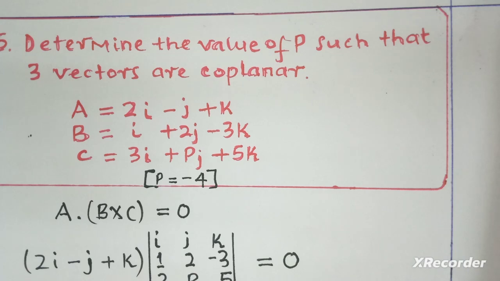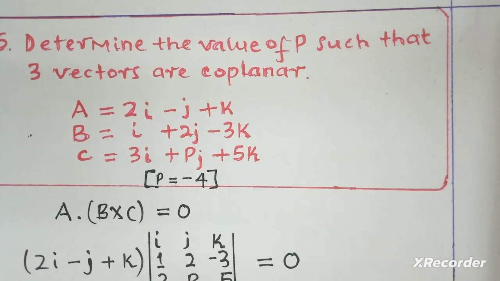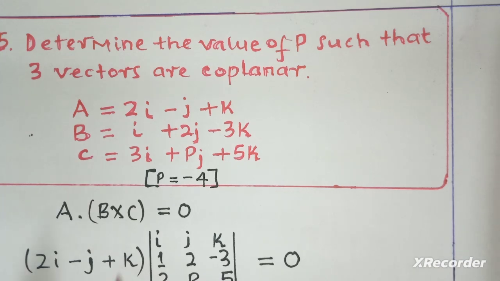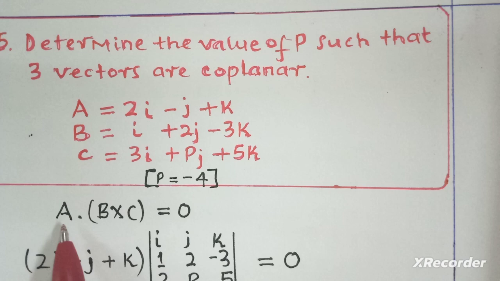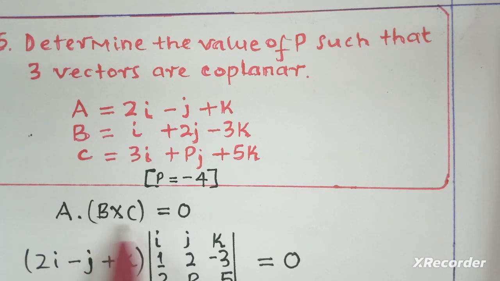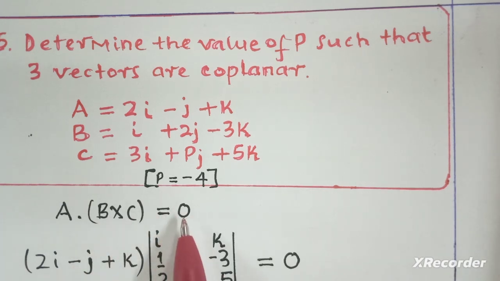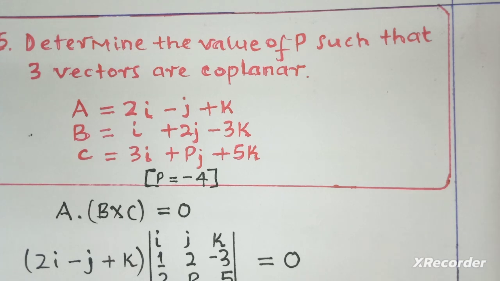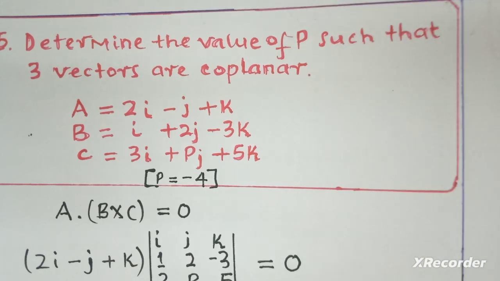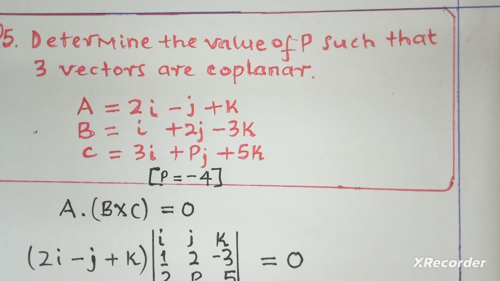When we are talking of coplanar, guys, it is when you find that these three vectors are actually in the same plane. At the same time, when you look for their dot product, that is A dot multiplied by B cross C, it will always give us 0. So that's what we are going to rely on, whereby the product gives us 0.